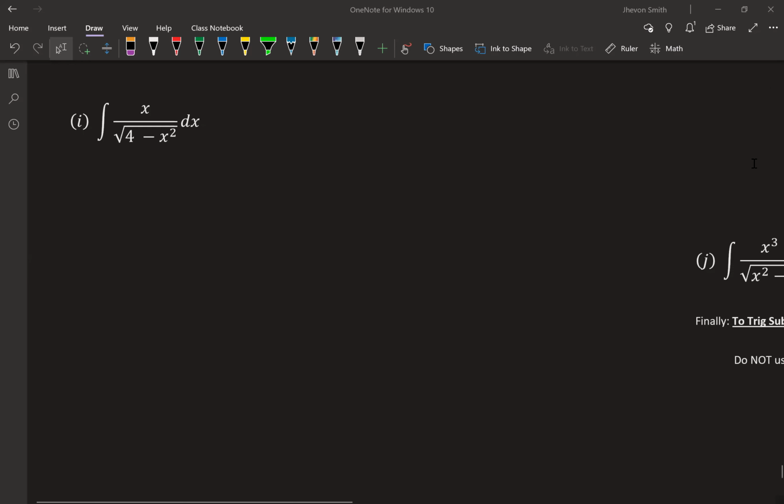And if you were to draw the right triangle, you would have 4 as the hypotenuse and x as the adjacent. You would have the angle, and therefore the square root would be 4 minus x squared. And therefore, for the sine, it would be 2 times the square root of 4 minus x squared over 4. Therefore, you would get the square root of 4 minus x squared over 2 plus c.